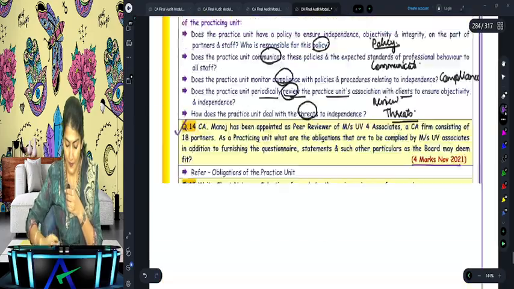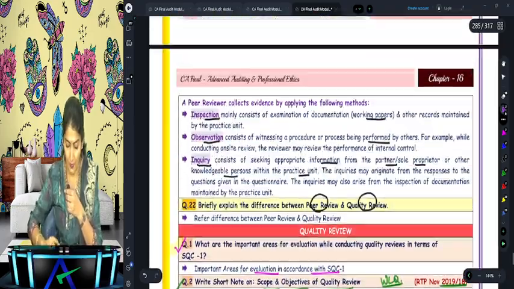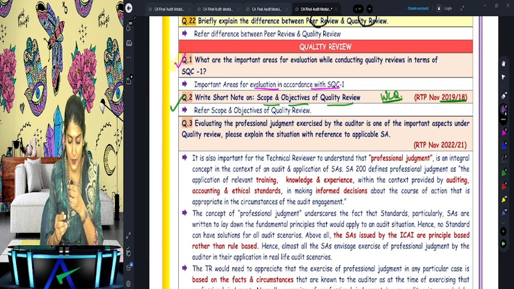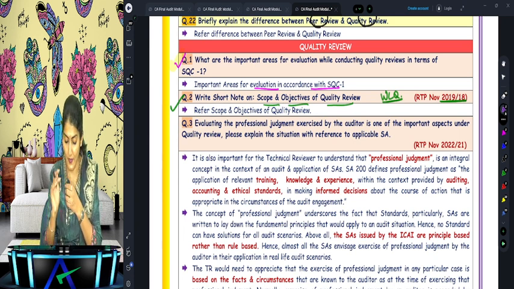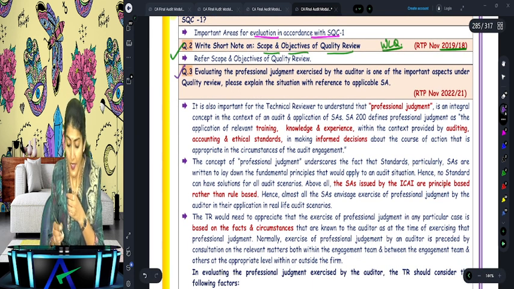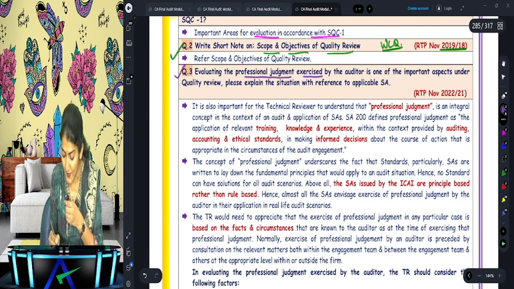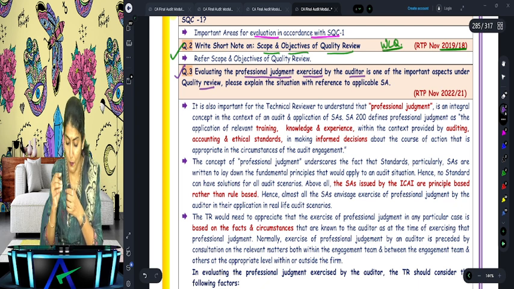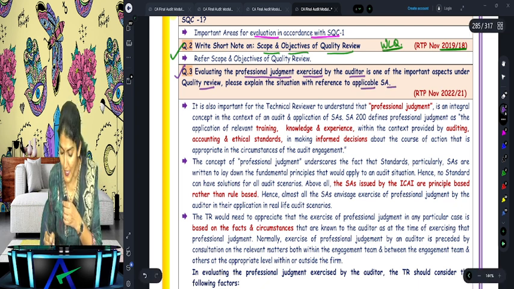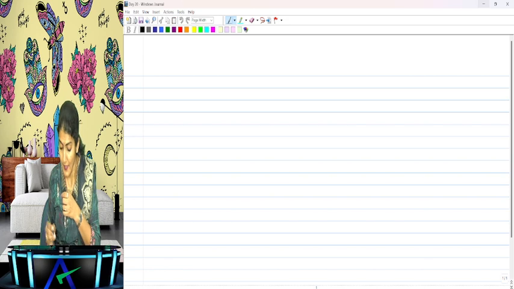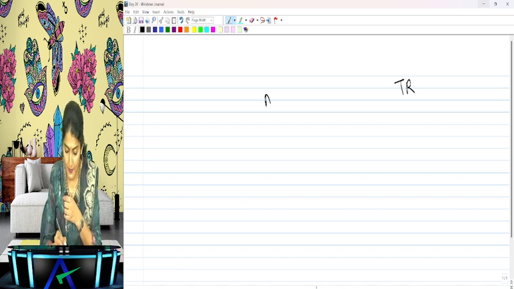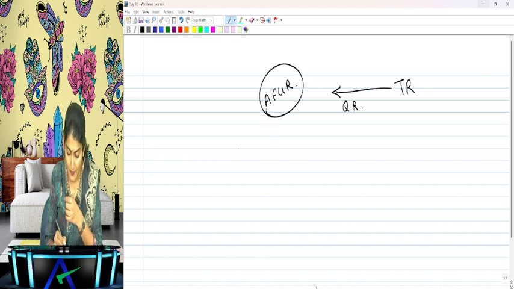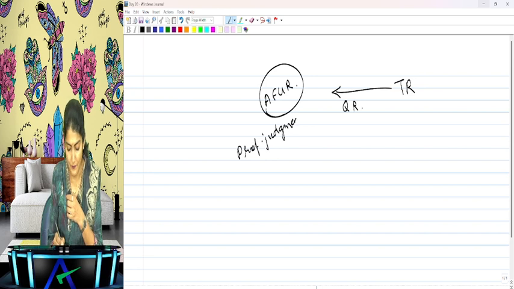Okay, and then we are also having a look at the question bank of the quality review, right? So quality review, did we see the first two questions over there? Yes. Now the third question: evaluating the professional judgment exercised by the auditor is one of the important aspects under quality review. Please explain the situation with reference to the applicable SAs. What does this mean? When the technical reviewer comes to the audit firm under review for doing the quality review, is he going to check the professional judgment which has been exercised by the AFUR? Is he going to check?